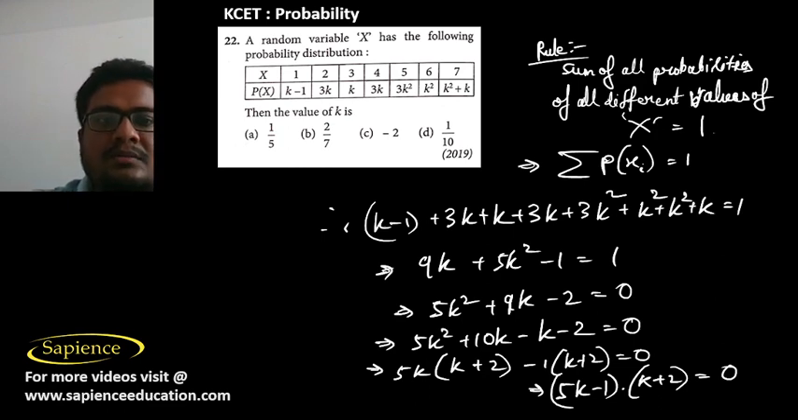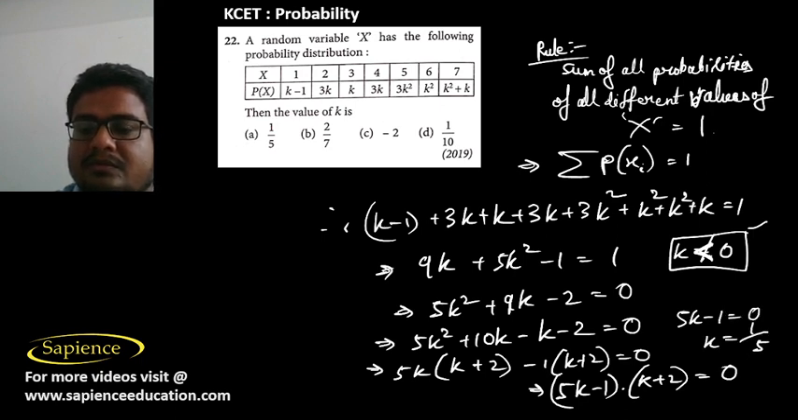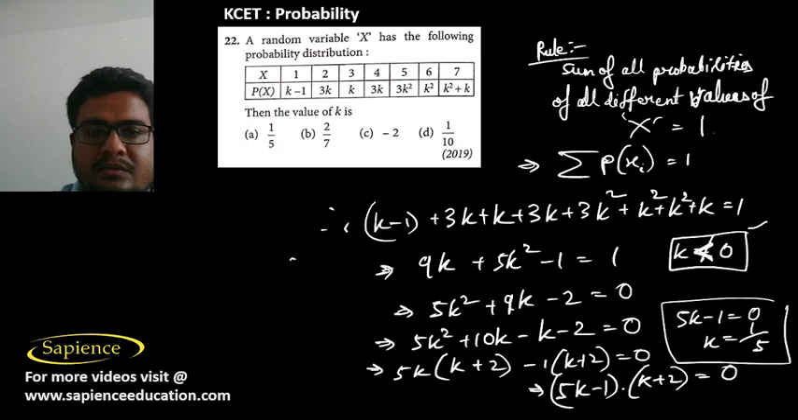k cannot be negative. k cannot be less than 0. So it means k plus 2 cannot be 0. So therefore, 5k minus 1 only should be 0. So k should be equal to 1 by 5. So the required value of k is 1 by 5. So option A is the correct answer.